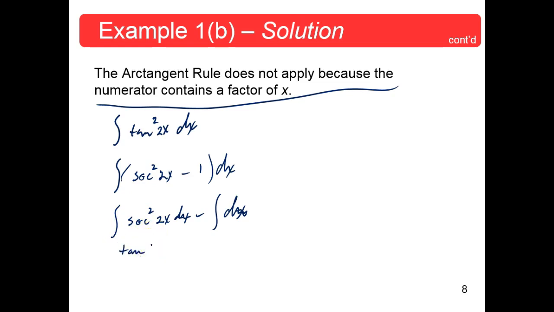That would be tangent 2x divided by 2, because when you chain rule that, minus x plus c. So one half the tangent of 2x minus x plus c.